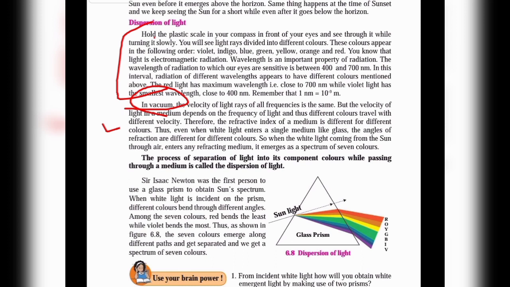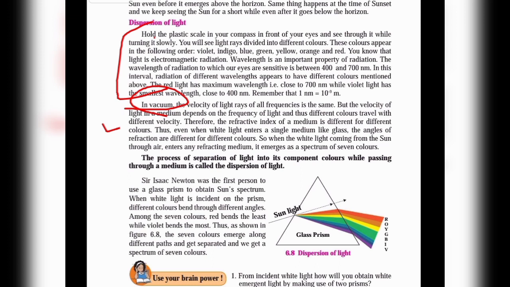In vacuum the velocity of light rays of all frequencies is the same, but the velocity of light in a medium depends on the frequency of light. Thus different colors travel with different velocity. Remember that it depends on the frequency of light, and thus different colors travel with different velocities.